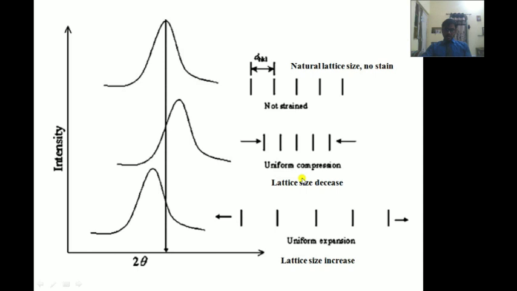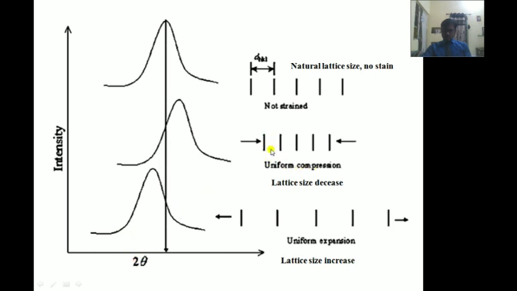So when I apply a uniform strain in the form of uniform compression, that means I am applying force from this boundary to this boundary, and the d value, the interatomic distance, gets reduced. So you know, in the earlier slide I already discussed Bragg's equation, 2d sin theta equals n lambda. If d decreases, for the smaller d value the peak is shifted to the larger theta position, and for the larger d value the peak is shifted to the smaller theta position.